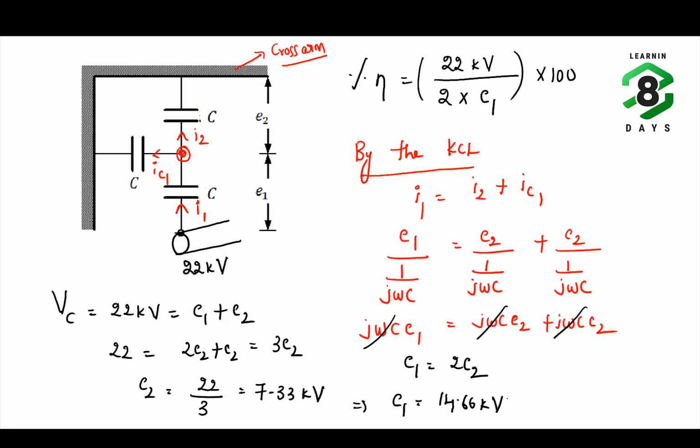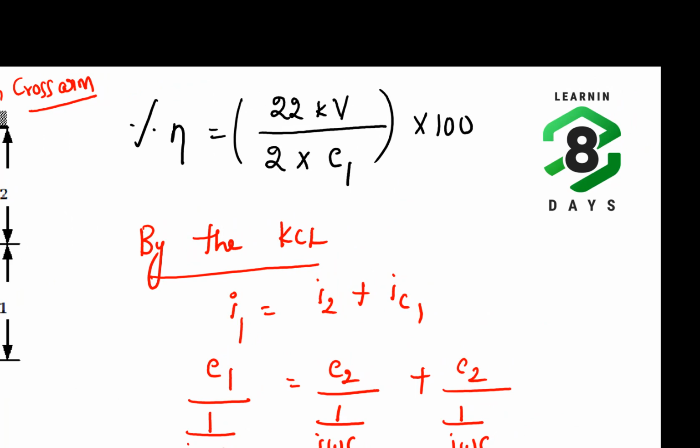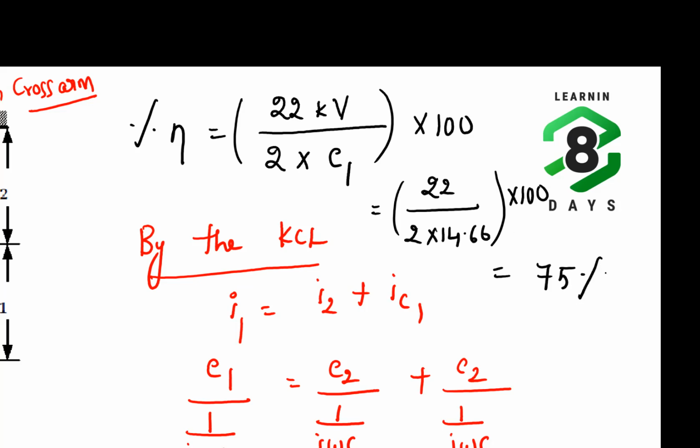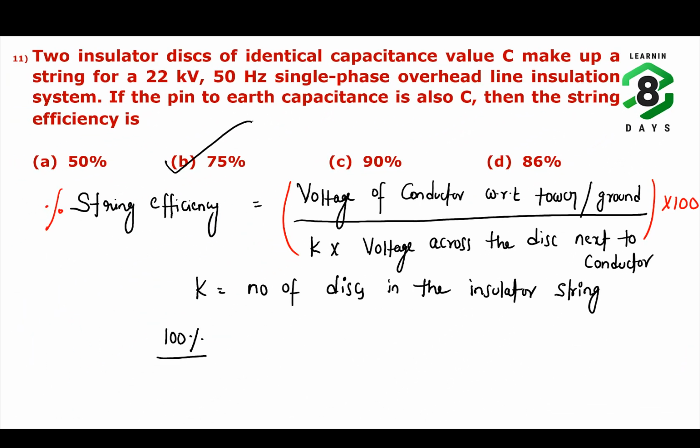Applying in the formula of string efficiency, what you are going to get? 22 divided by (2 into 14.66) into 100. This value will become 75%. So string efficiency for the given case is 75%. So which is the right option? B is the right option.